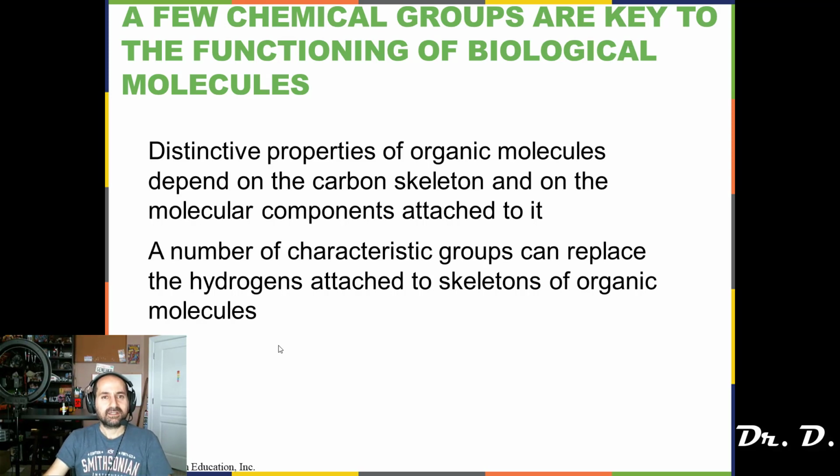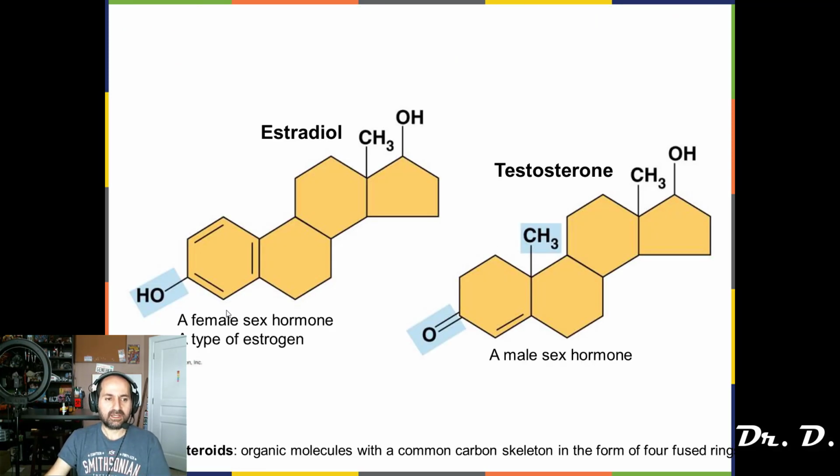All right, so moving on, we are talking here about functional groups. You can think of functional groups as little molecular attachments that you would stick onto a carbon backbone, and those little attachments give properties to that carbon backbone. So for example, here are two molecules. The one on the left is called estradiol, or estrogen, and the one on the right is called testosterone. These are hormones in the human body.